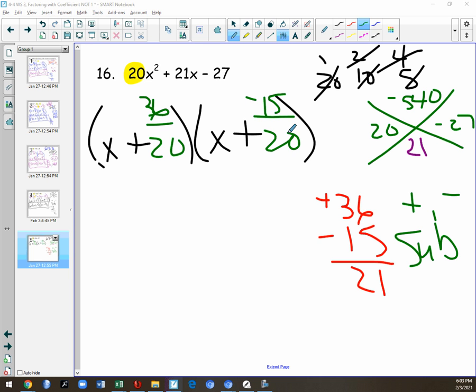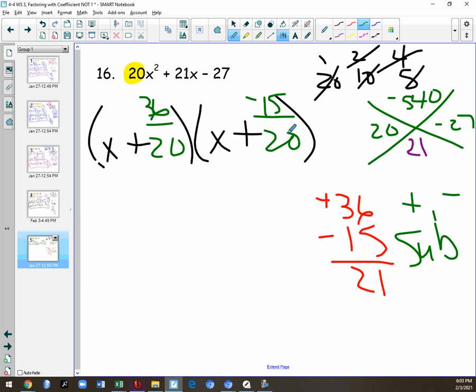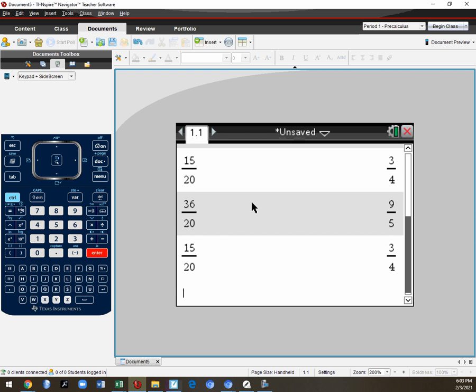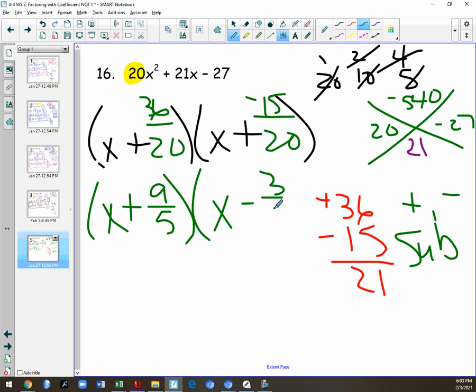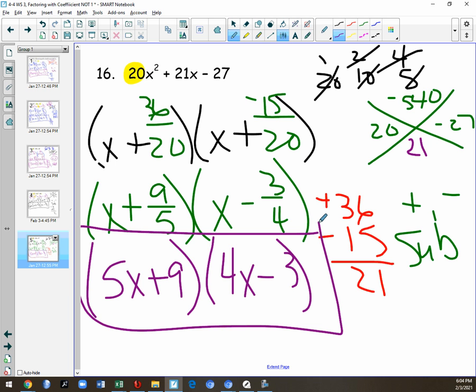So I come over to my calculator and I type 36 divided by 20, and that gives me 9/5. I'm going to come over here and take 15 divided by 20, and that gives me 3/4. So they're already simplified. So now I'm going to go ahead and bring the 5 in front of the x, the 4 in front of the x, and you are done. That is section 4.4 worksheet 3.